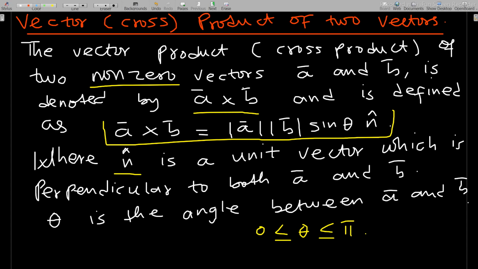So these are what you are supposed to know. This is the definition, and this is the range theta is between. And n is the unit vector which is perpendicular to both A and B.